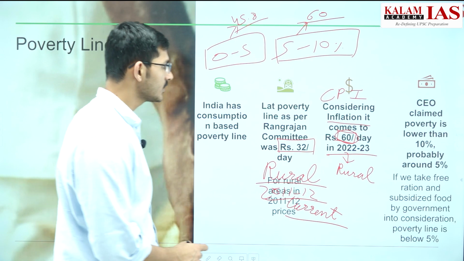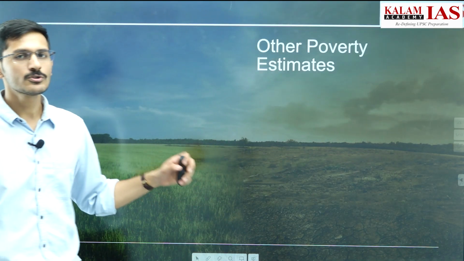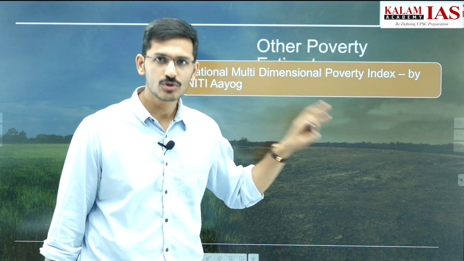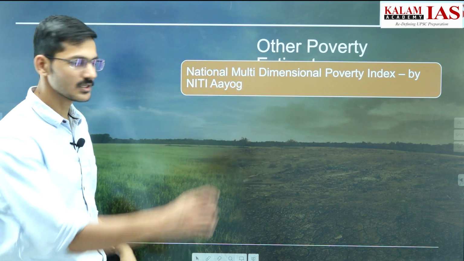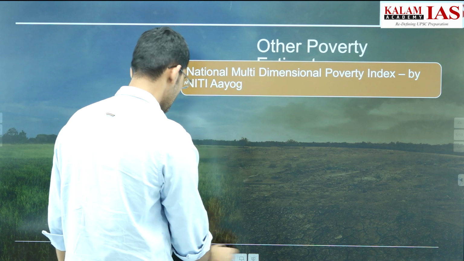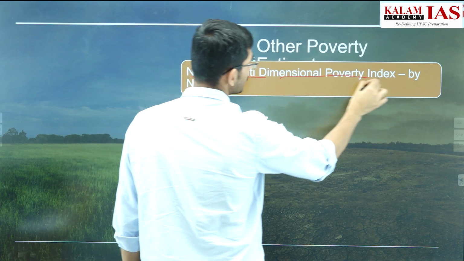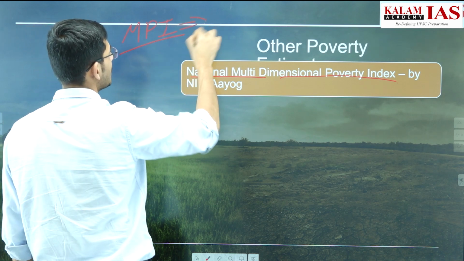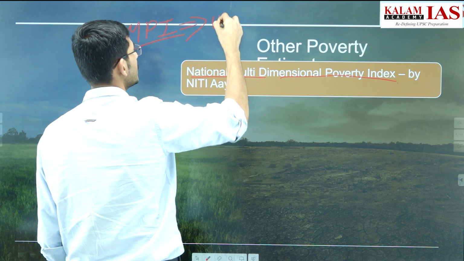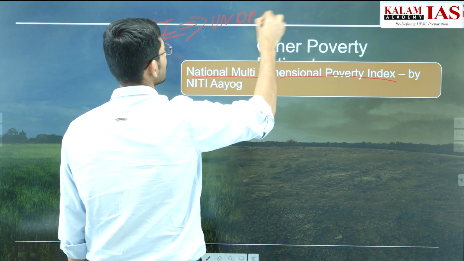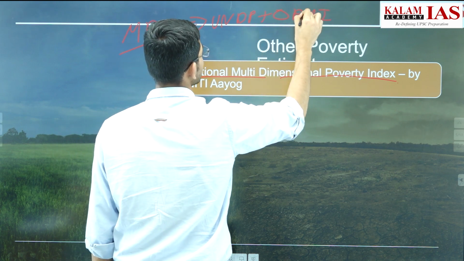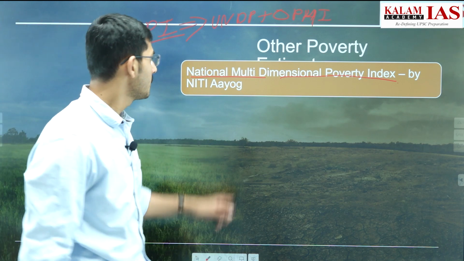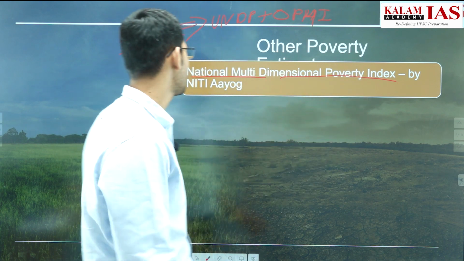Now if we move forward, we will also look at what the other poverty estimates are. Niti Aayog has an index, the National Multidimensional Poverty Index. The Multidimensional Poverty Index is different and the National Multidimensional Poverty Index is different. The Multidimensional Poverty Index is published by UNDP and Oxford, OPHI, the Oxford Poverty and Human Development Initiative. So UNDP and Oxford together publish the Multidimensional Poverty Index, but the National Multidimensional Poverty Index is published by Niti Aayog.